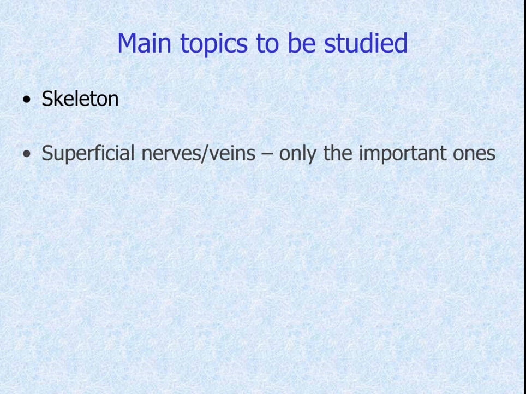Then once you start the dissections, you study the superficial veins and nerves first. The moment you remove the skin and go into the subcutaneous tissue, you will start seeing these superficial veins and cutaneous, so superficial, nerves, which travel in the subcutaneous fat layer, superficial to the deep fascia.